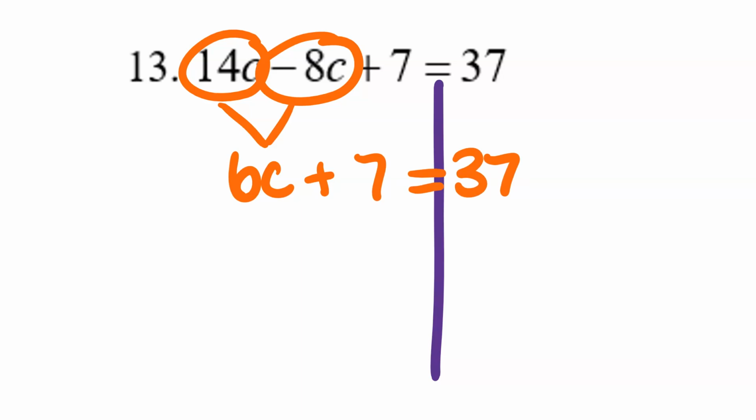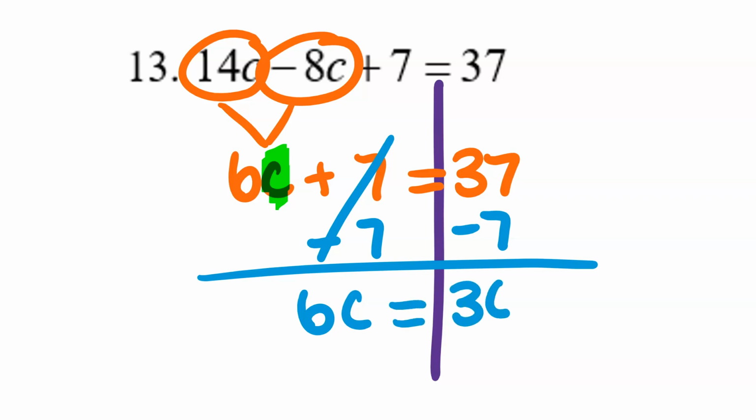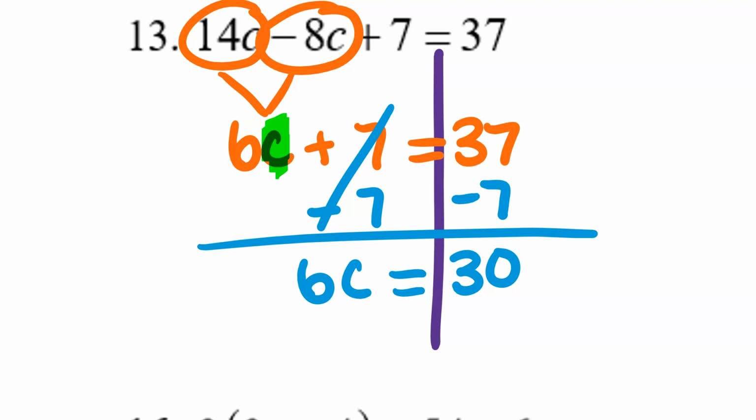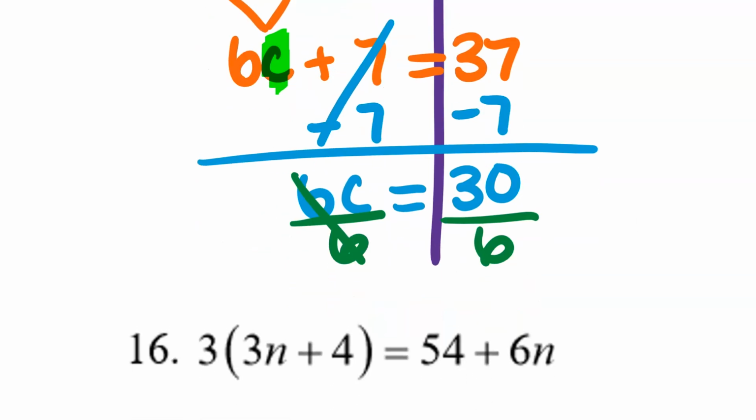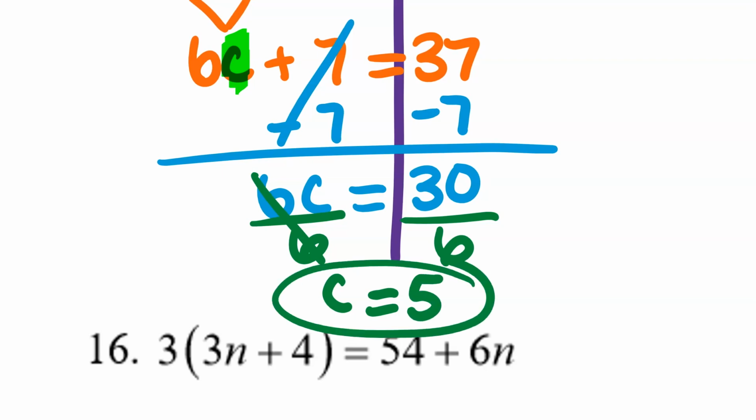Now I've got a two-step equation, just like what I did earlier. Okay, so here's where c is. I'm going to move the plus 7. So opposite of plus 7 is minus 7. So I have 6c equals 37 minus 7 is 30. Now when I have 6c, remember that's multiplication when they're right next to each other. So to get rid of the multiplication, I'm going to divide by 6 on both sides. So c equals 30 divided by 6 is 5. And that's my answer. C is going to equal 5 on number 13.